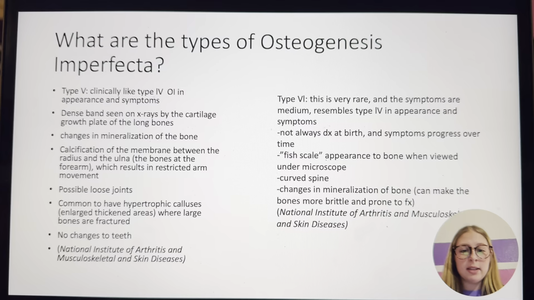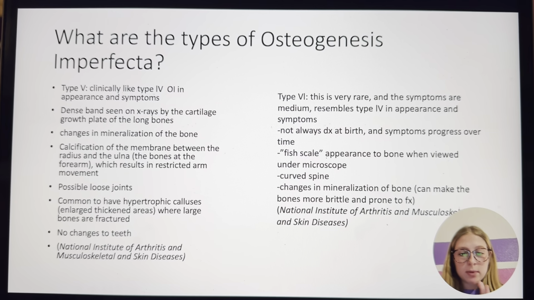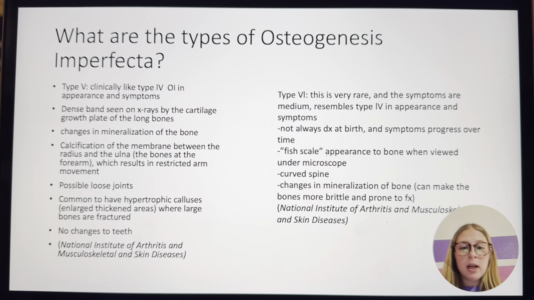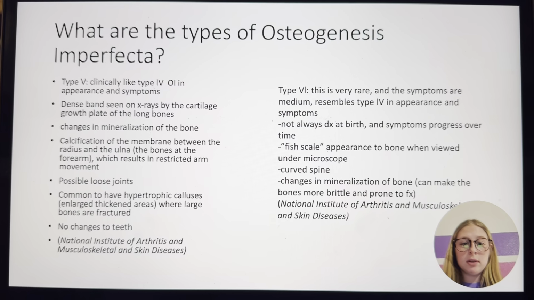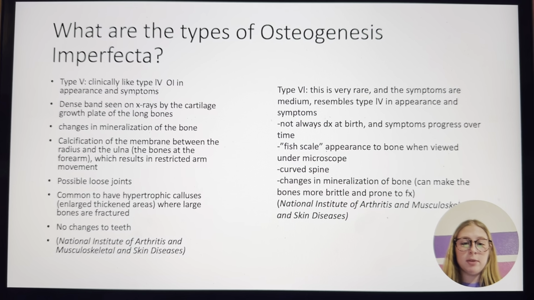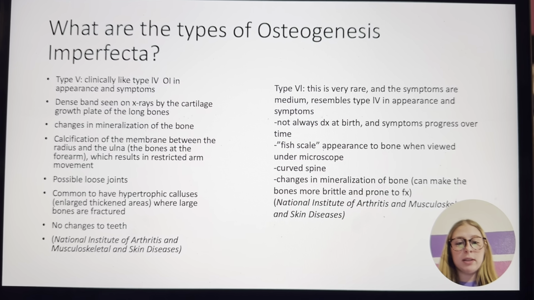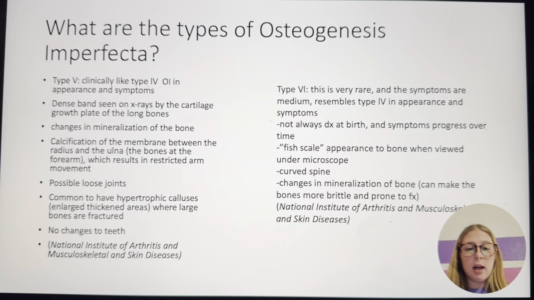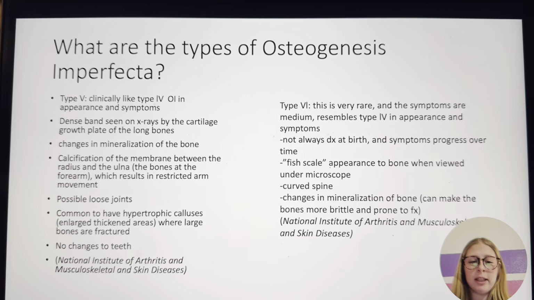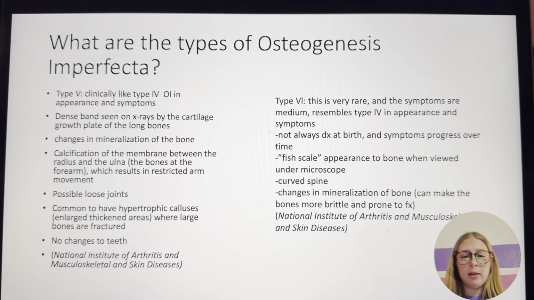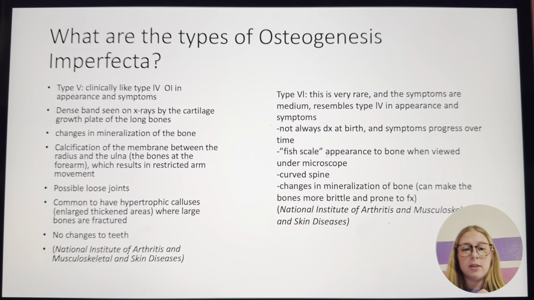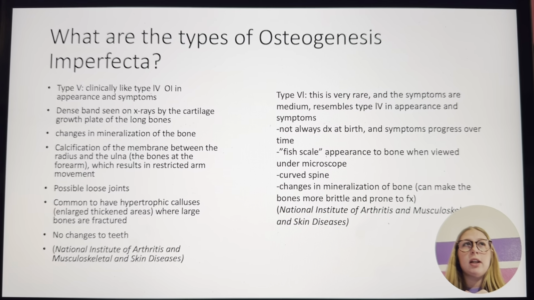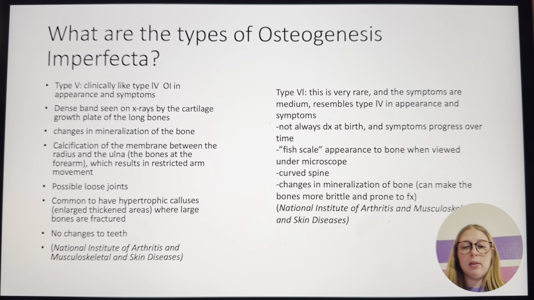Type 6, this is very rare, and the symptoms are like medium. It resembles type 4 in appearance and symptoms. This type is not always diagnosed at birth, and the symptoms actually progress over time. I thought this was really interesting. They have a fish scale appearance to bone when viewed under a microscope, which is just weird to think about.